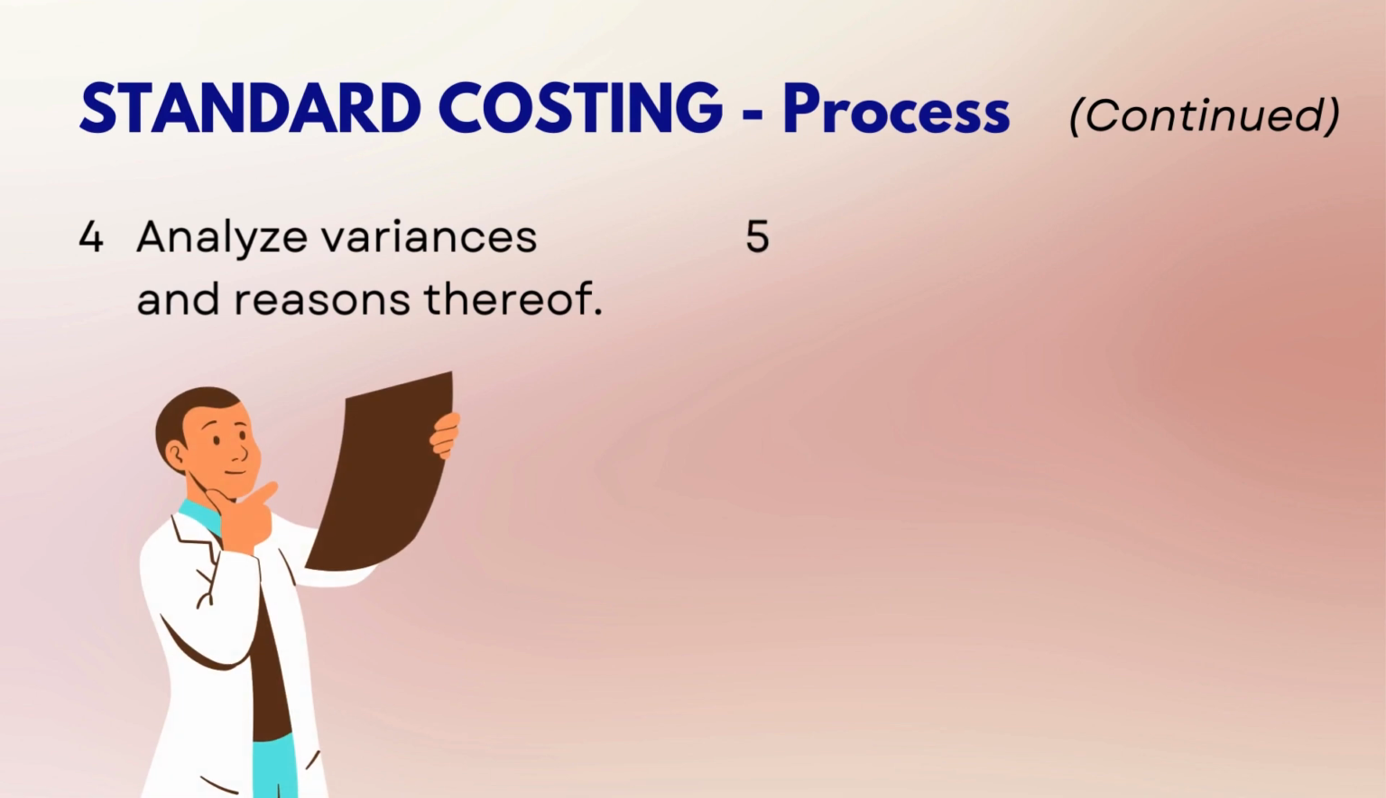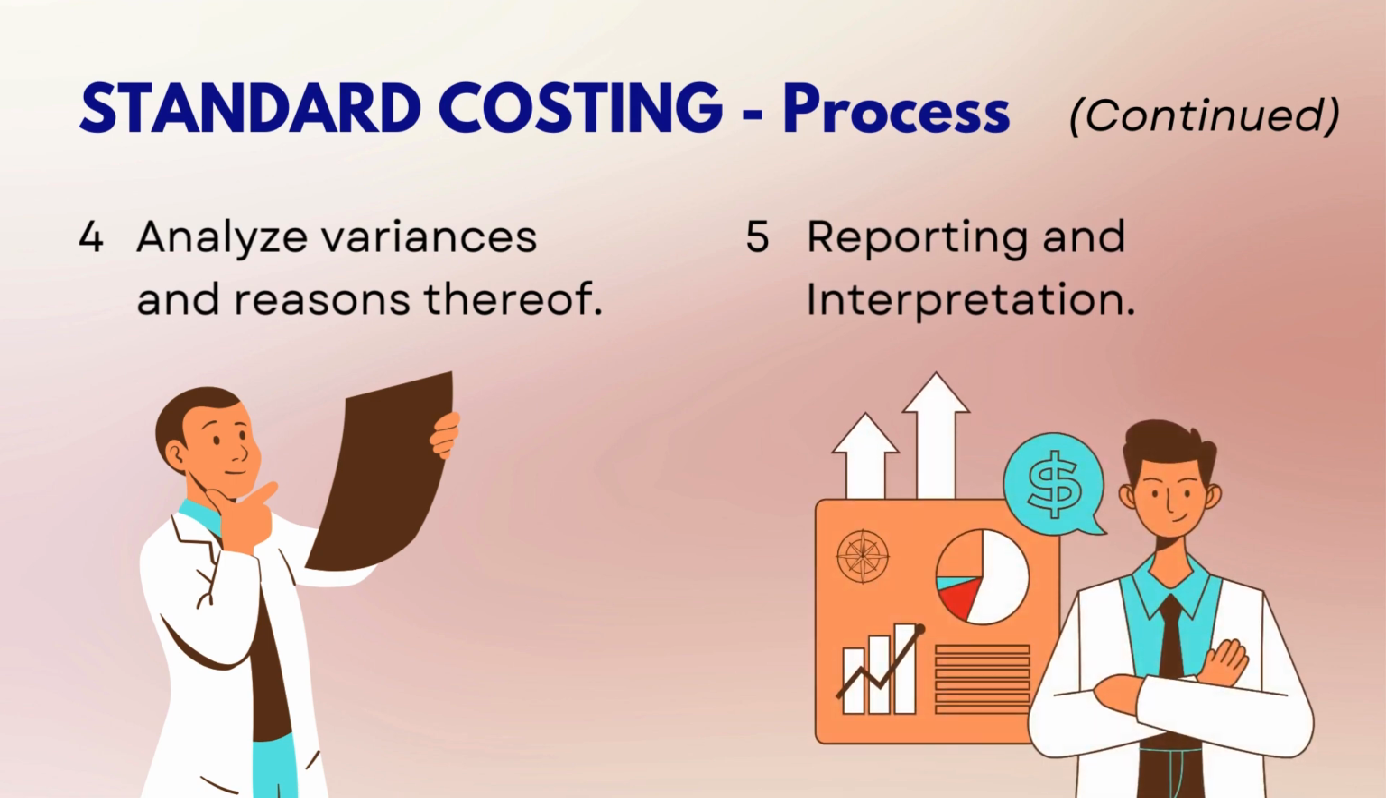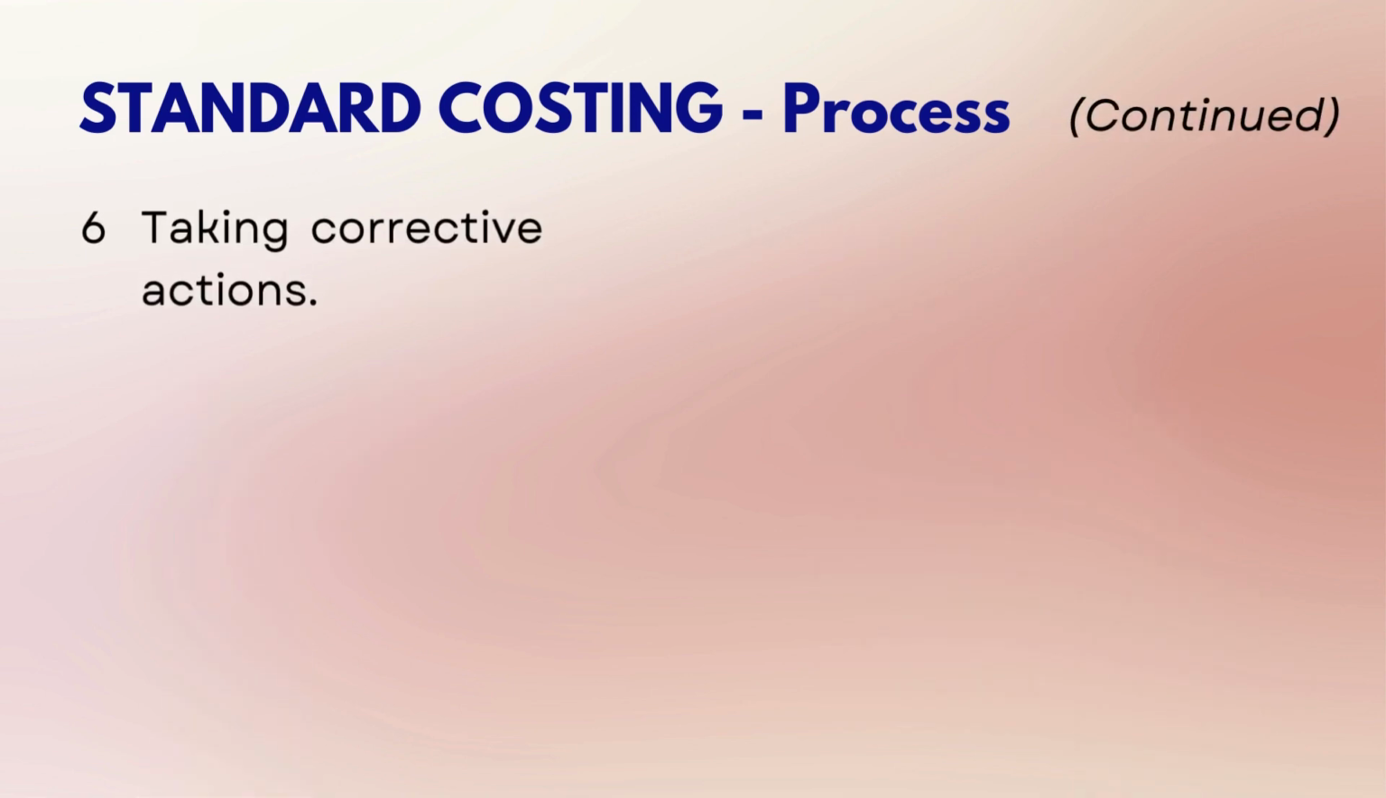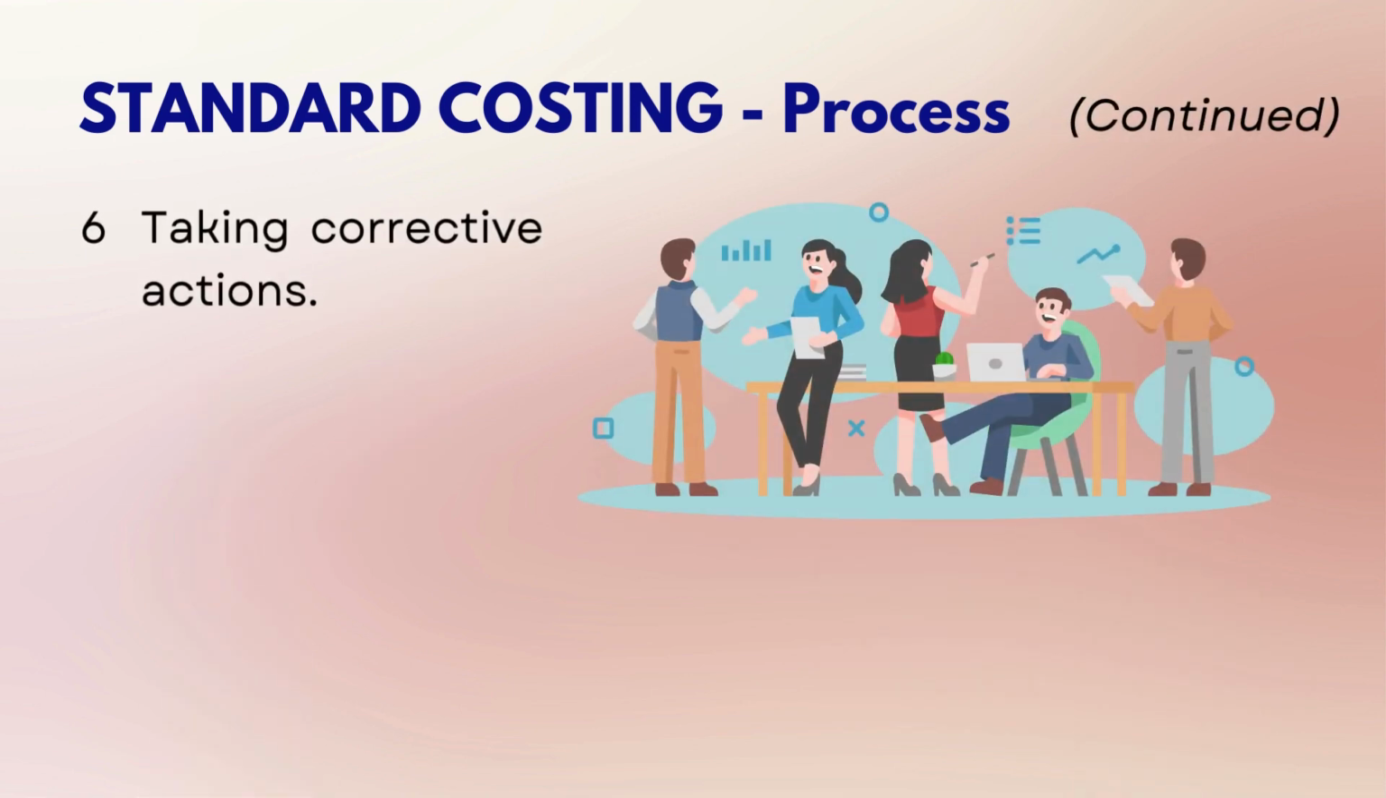Next one is reporting and interpretation. In this step, variance reports are presented to the management for review and decision making. Next one is taking corrective actions. Here actions are decided and implemented for addressing unfavorable variances and improving cost control. Last one is disposition of variances. Variances are disposed of by transferring to relevant accounts such as costing P&L account as per the company's accounting method.